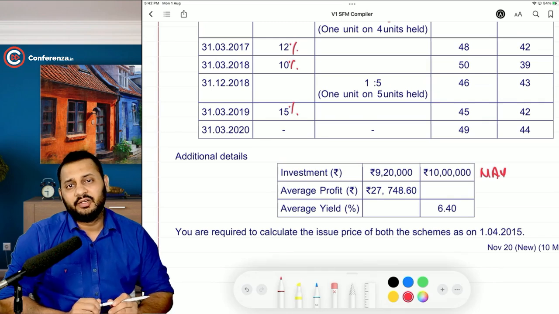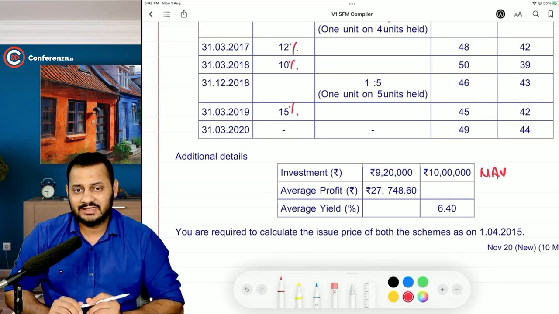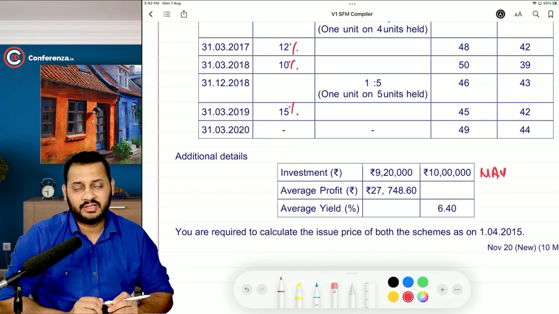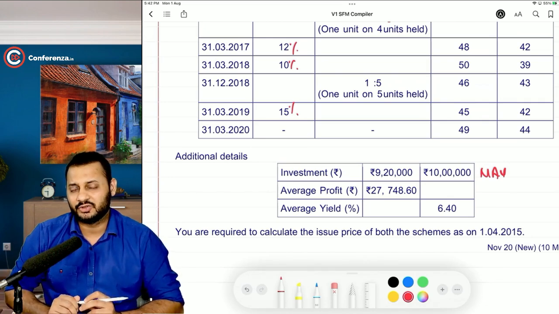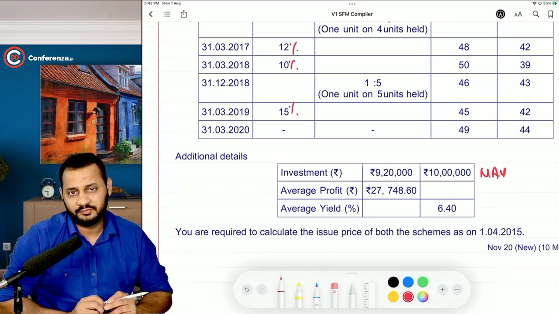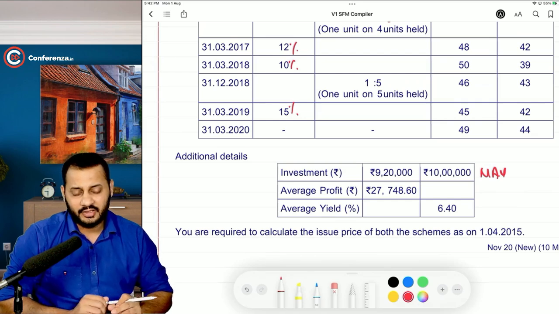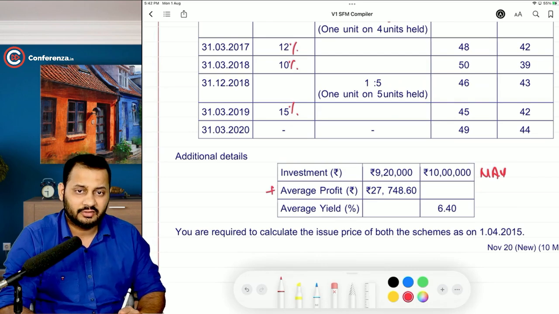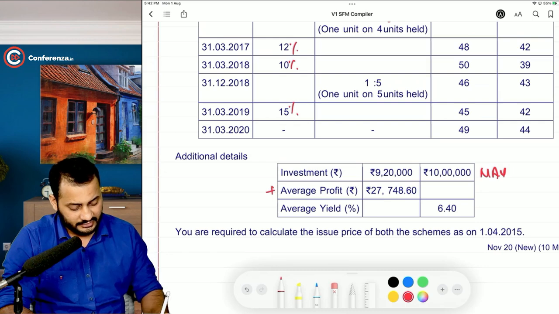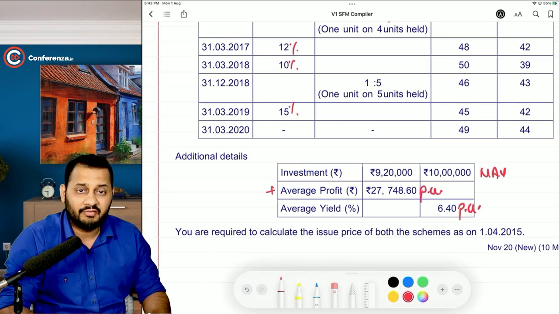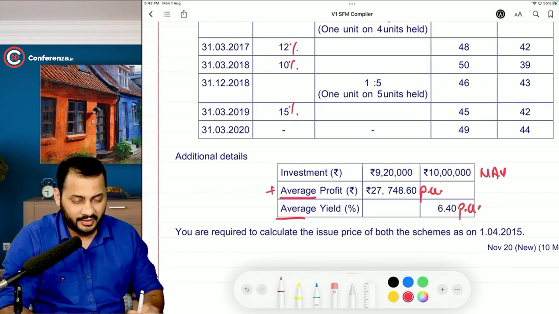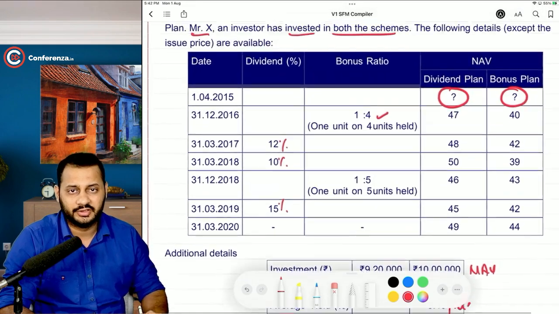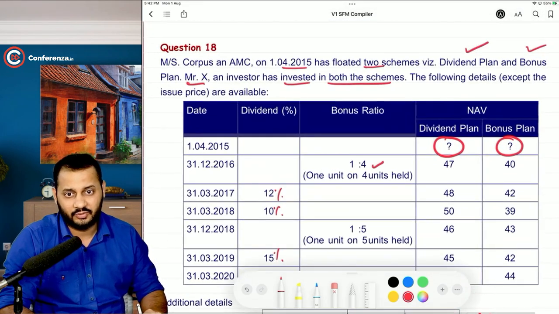Let's focus on the dividend plan first. You can see that average profit in the dividend plan is 27,748.60. Start applying your brain. If I add that profit to 9,20,000, will this be a good idea? No, sir. First of all, this is per annum return. Average. Don't forget the word average. Average means for all those years. How many years? Let's calculate that.